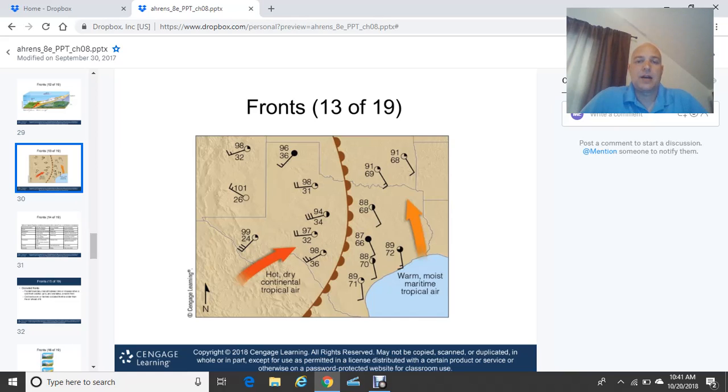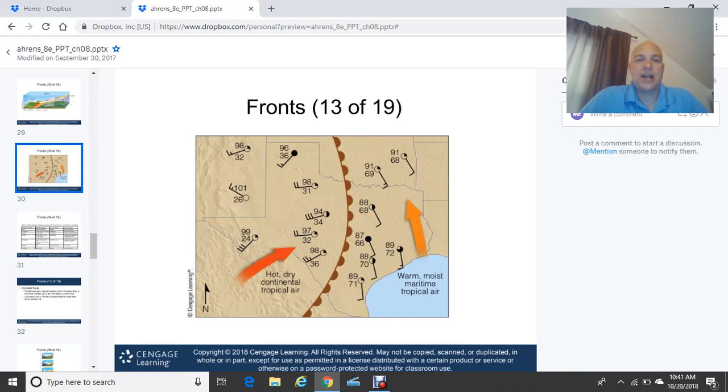Okay. Notice the temperatures in the upper 80s out ahead of the dry line, and they are slightly warmer behind the dry line. They're actually into the 90s. Okay. One main thing I want you to notice though is the bottom left-hand number in this image.